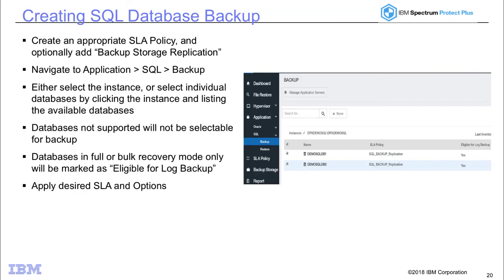From a GUI perspective, it's really very easy to set up. You create an appropriate SLA policy under SQL Backup, under Application SQL Backup, and you can either select individual databases or select the entire instance. So it pretty much works just like virtual machines, except now you're dealing with SQL Server databases and SQL Server instances. If a database is not supported, it won't be selectable.